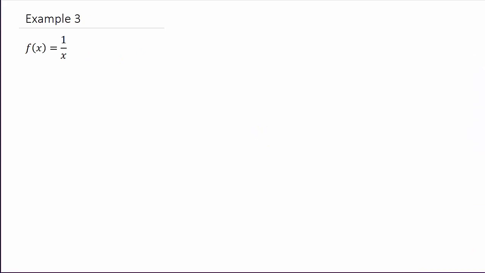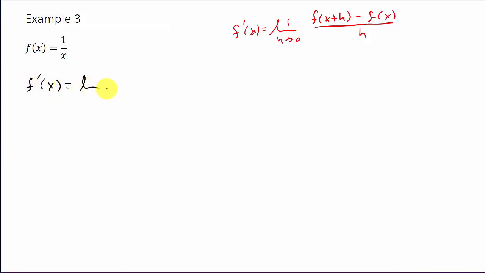So let's go ahead and just write the definition down. So we've got f prime of x is f of x plus h minus f of x over h. It is the limit as h goes to 0. Alright, so we've got f prime of x is equal to the limit as h goes to 0.